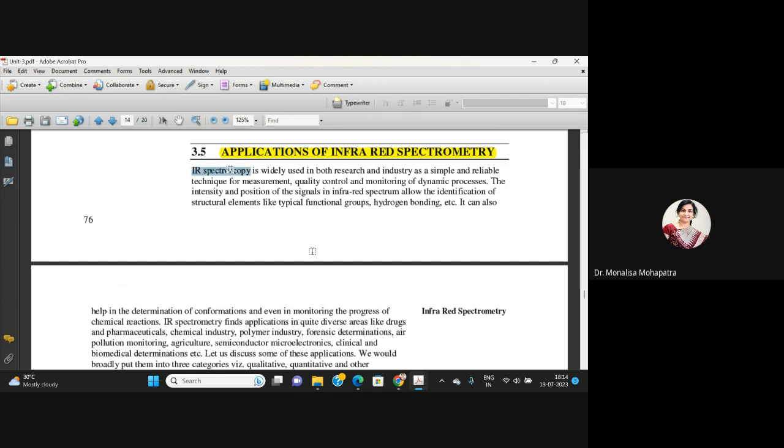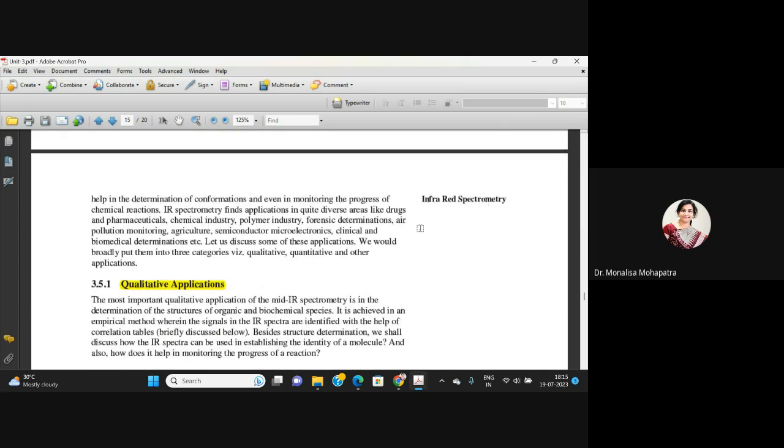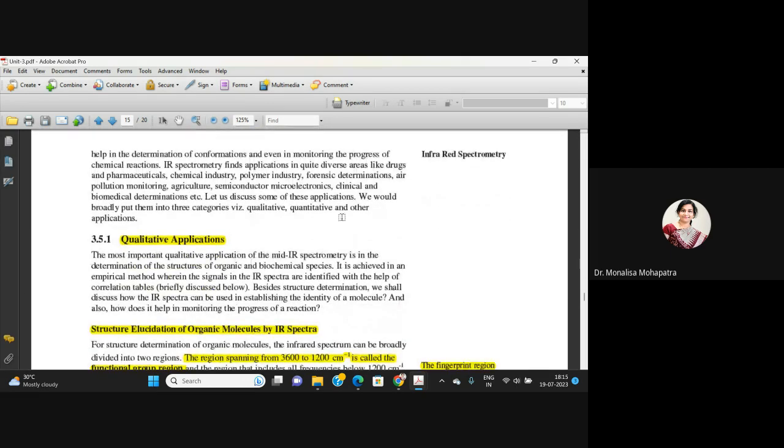This IR spectroscopy is widely used both in research as well as industry as a simple and reliable technique for measurement, quality control, and monitoring the dynamic processes involved. Okay, IR spectroscopy is basically used for qualitative, quantitative, as well as other applications.